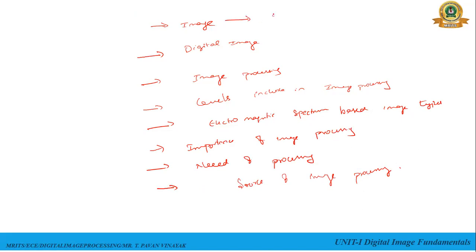So what is an image? It is a two-dimensional function f of s, comma t, where s and t are spatial coordinates, and f is intensity. If f, s and t are finite and discrete, we call it a digital image. So what is processing? Some modifications to the image. It can be done by means of digital computers, so we also call it computer imaging.